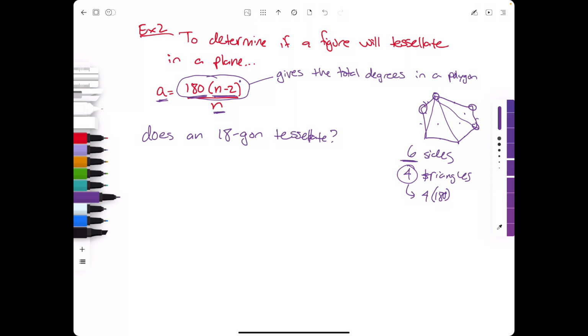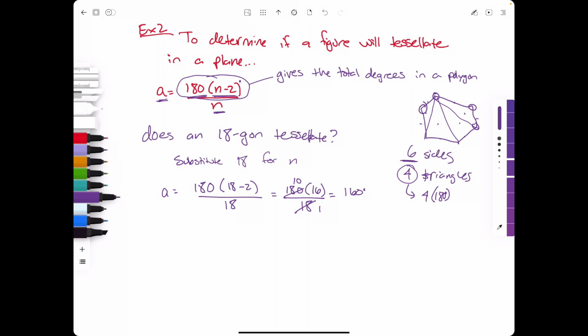So we would substitute 18 for n. So we'd have A equals 180 times 18 minus 2, all over 18. So I'd have 180, grab your calculators, times 16 all over 18. But I can simplify easier here. This and this would be 10 and 1. So really I don't need a calculator. It's 10 times 16, which is 160.